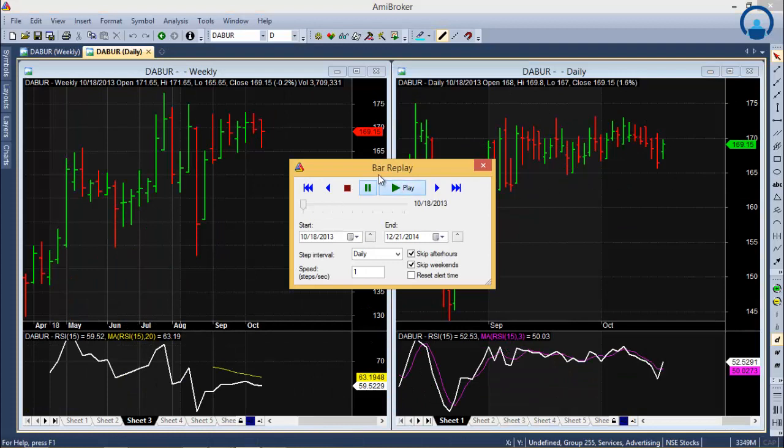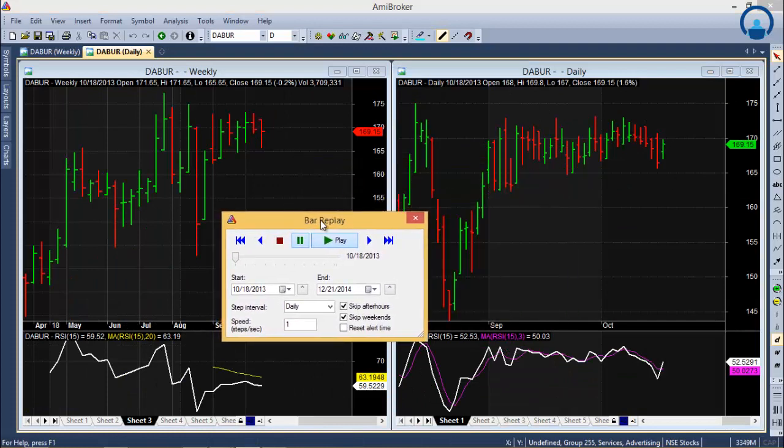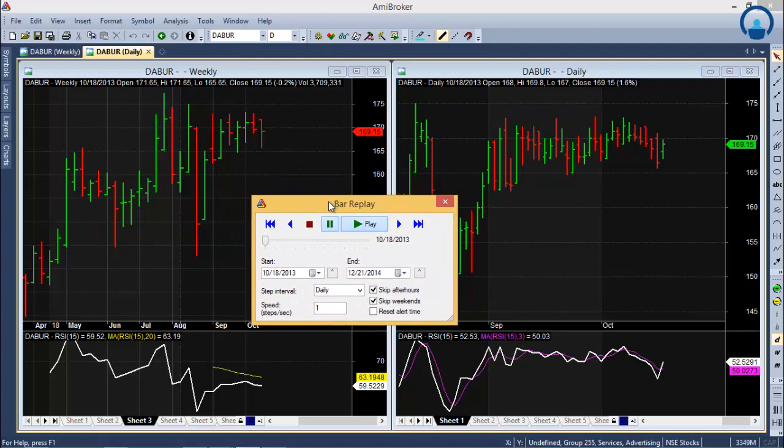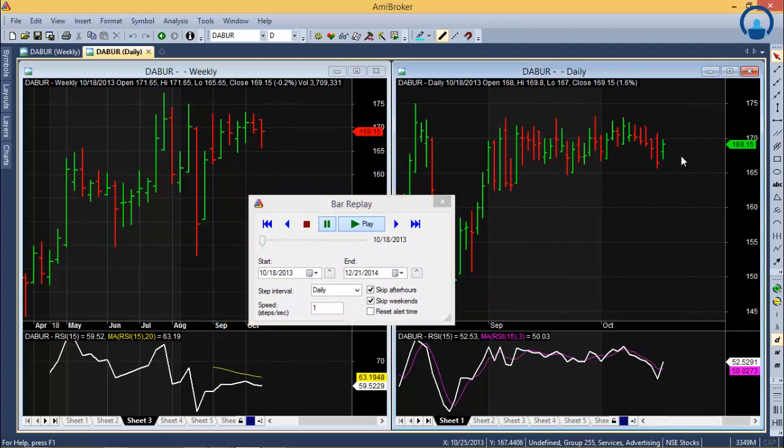Our next chart is the daily chart of Dabur for the month of October 2013. As of our last bar, you can see in our weekly chart the yellow line is the 20-day moving average of RSI on the weekly chart, and it is drifting downwards, suggesting that the momentum is downwards, which is confirmed by the weekly RSI, which is trading below its own moving average.